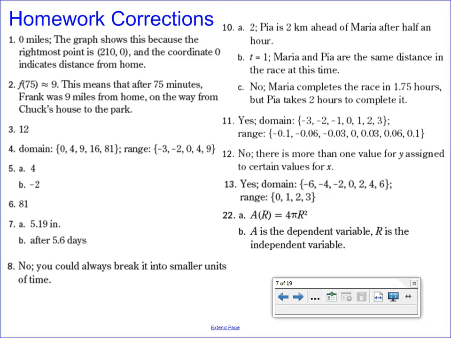11, yes. With domain negative 3, negative 2, negative 1, 0, 1, 2, 3 in the range, those corresponding outputs. 12, no, not a function. There's more than one value for y assigned to certain values of x, so it's not a function. 13, yes. With listed domain values. 22a is 4 pi r squared, and b is the dependent variable. R is the independent variable.